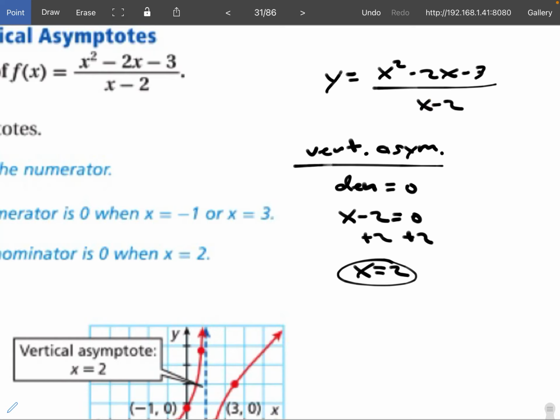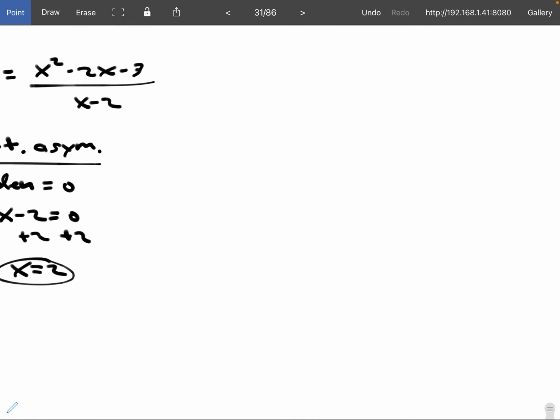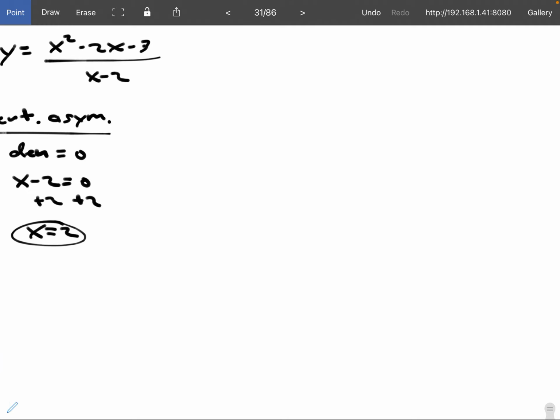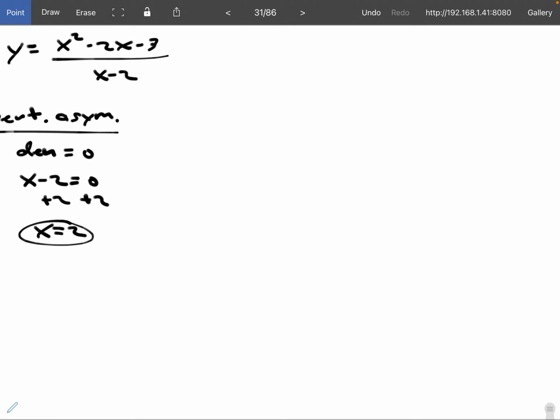All right, well, let's talk about the zeros then, the x-intercepts. Well, I'm trying to think, I don't think any of you guys had me for Algebra 1 or for Algebra 2A.